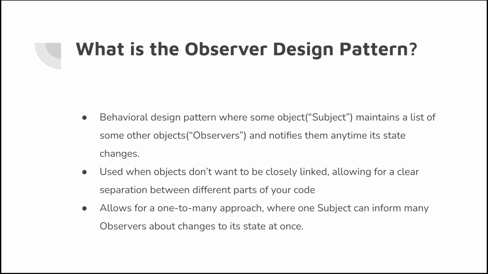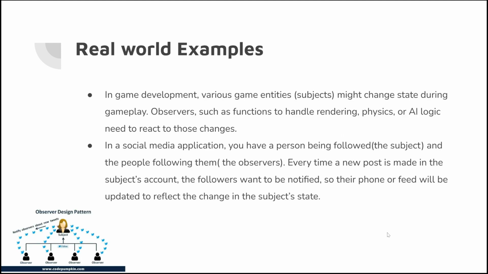It's used when objects don't want to be closely linked, allowing for a clear separation between many parts of your code. It also allows for a one-to-many approach where one subject can inform many observers about changes to its state at once. Here's a few real-world examples.